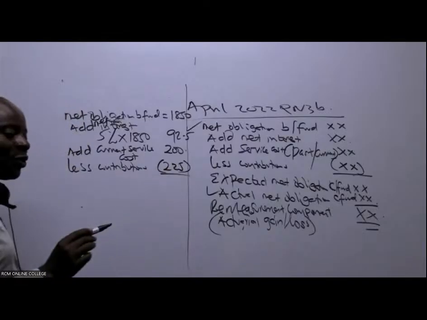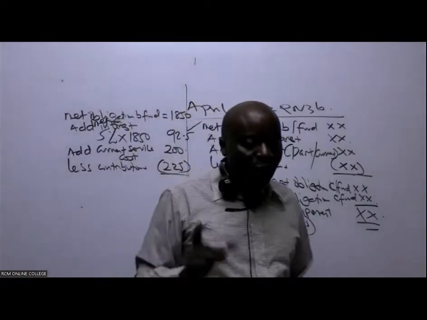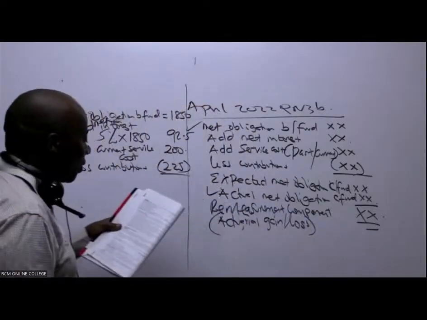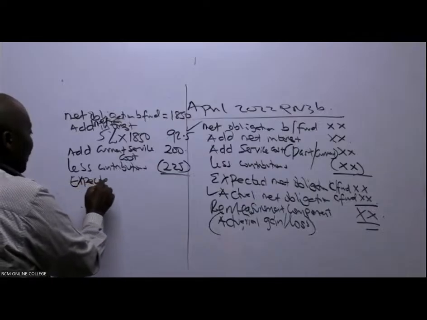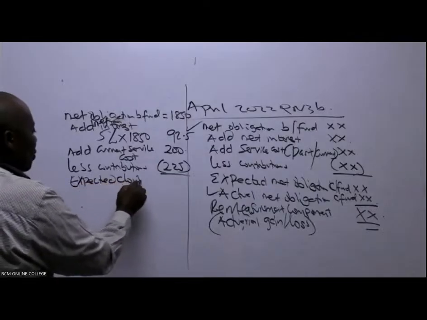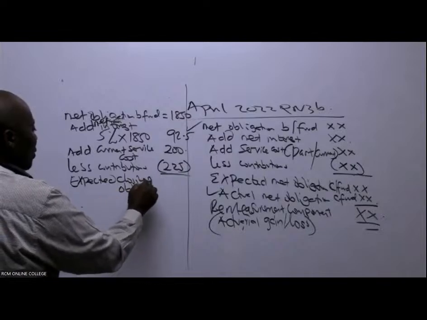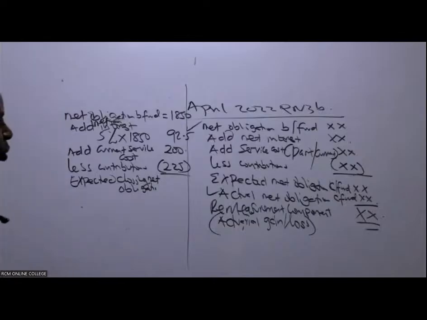Leave out the benefits which are there. And I'll be able to tell you why do we leave them out tomorrow. So leave them out. So come and give me the expected obligation. Give me the expected closing obligation. Closing net obligation. Use the word net always. Expected closing net obligation. Or net obligation carried forward.